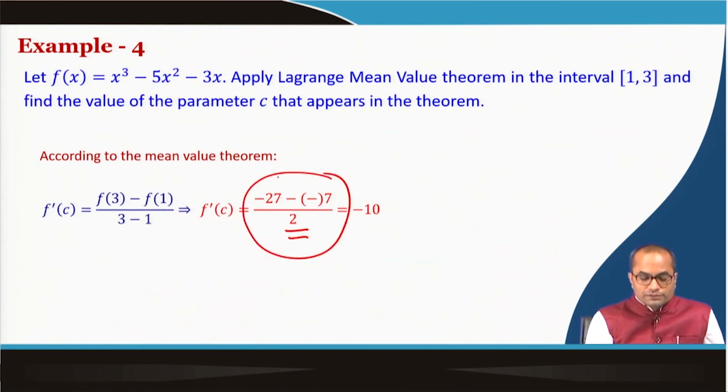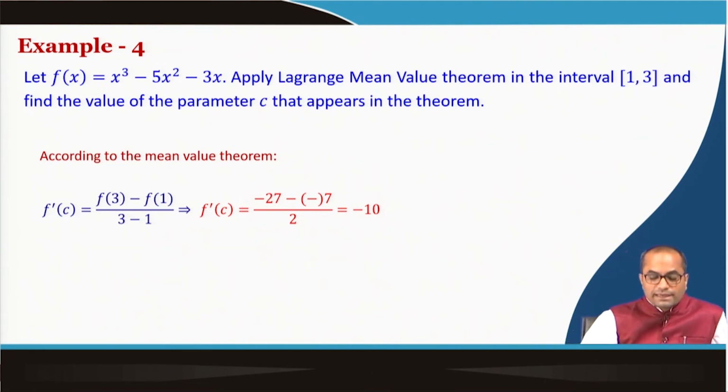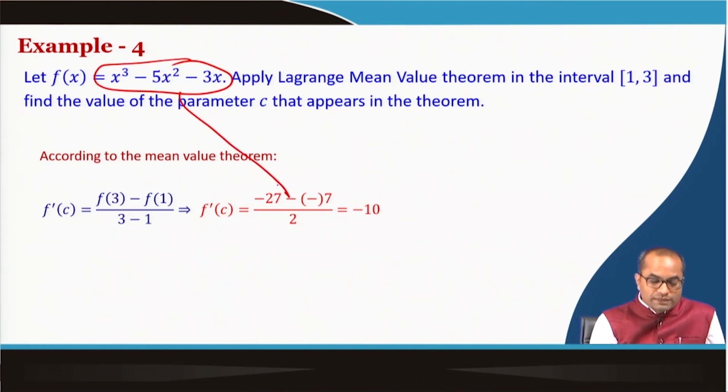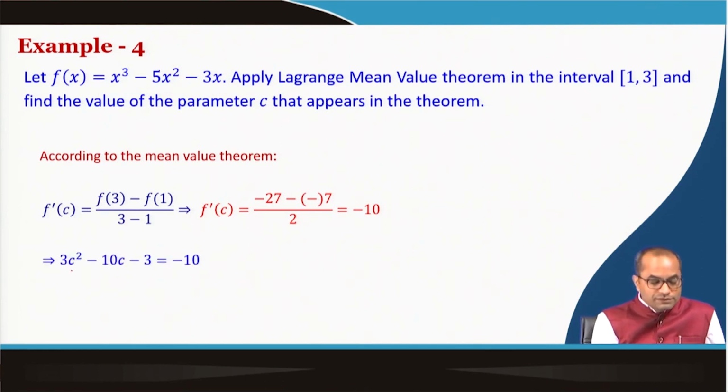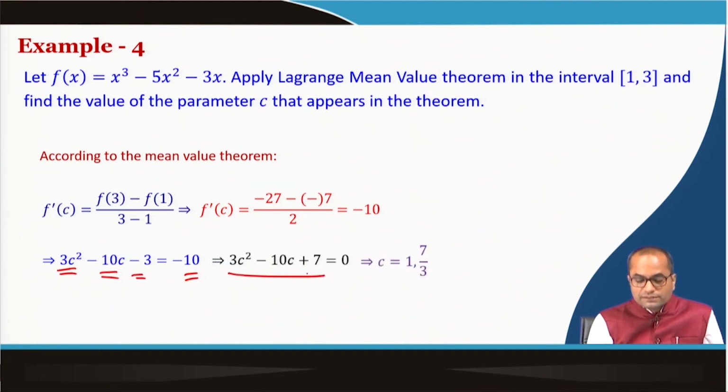So, once we evaluate this, we will see that this is minus 10. So, f prime c is minus 10, and f prime we can get from here also. The f prime c we will get directly from the function, which is 3c square minus 10c minus 3, equal to minus 10, and we solve this.